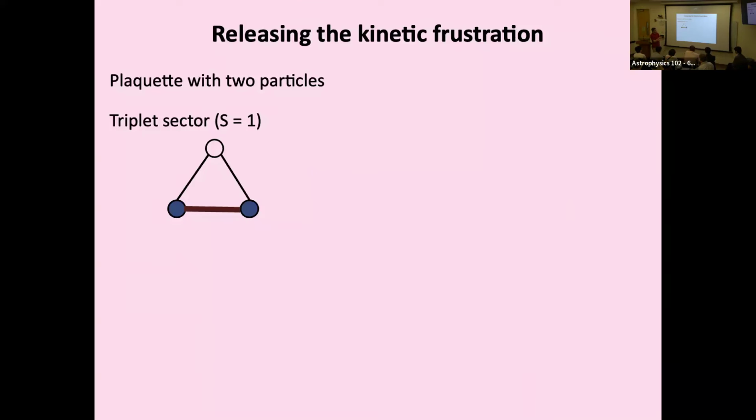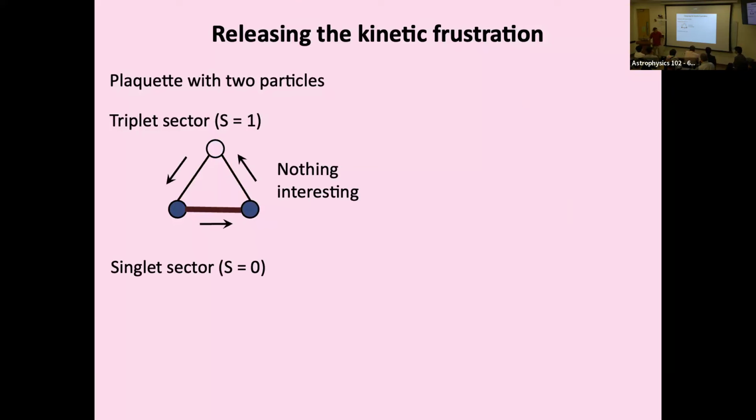And now you can think about these two spins. They can be either in a triplet or a singlet. Let's start with a triplet. The only thing the hole can do is just move around the plaquette, right? And if it does that, it will swap the two spins. But nothing interesting happens in a triplet. In a triplet, you swap spins, you get the same sign.